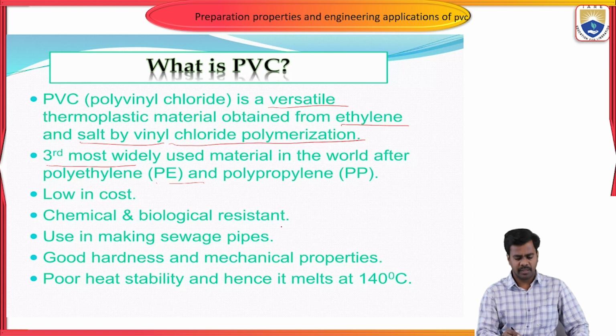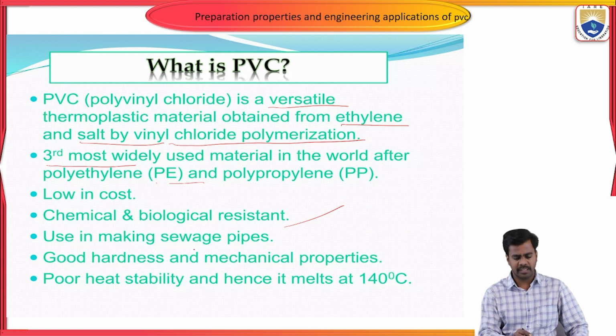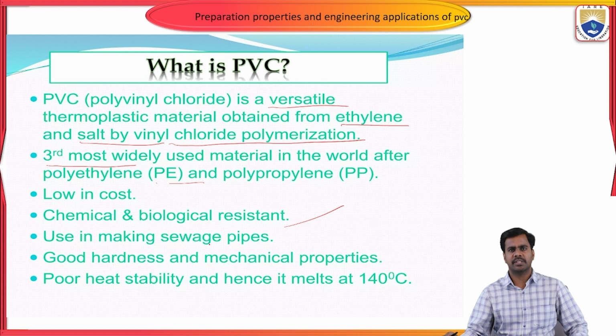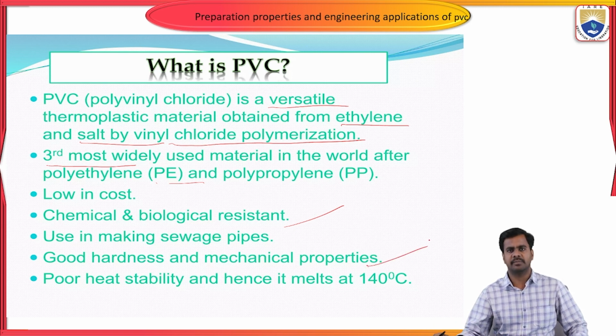And it is chemical and biological resistant, and it is used in making sewage pipes. It has good hardness and mechanical properties, but poor heat stability, and the melting point is 140 degrees centigrade. So that is a brief introduction about polyvinyl chloride.